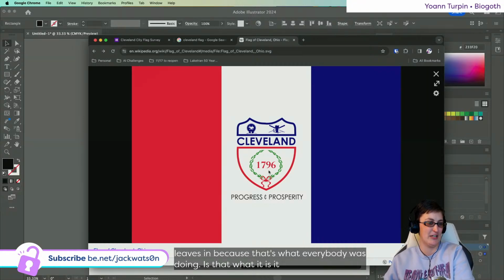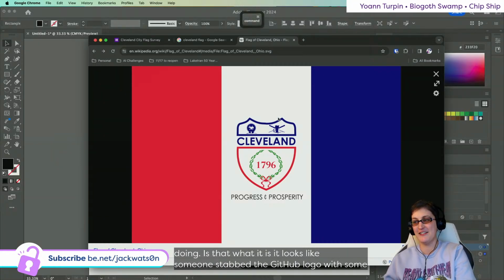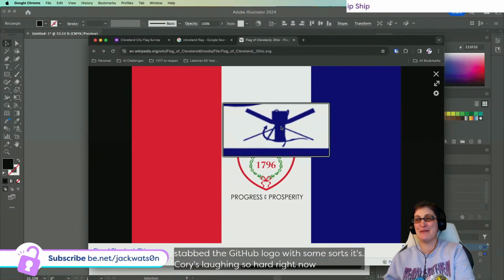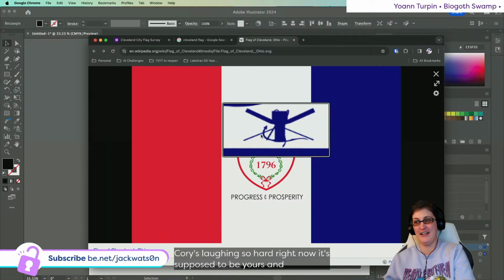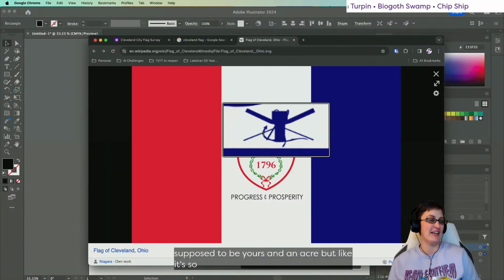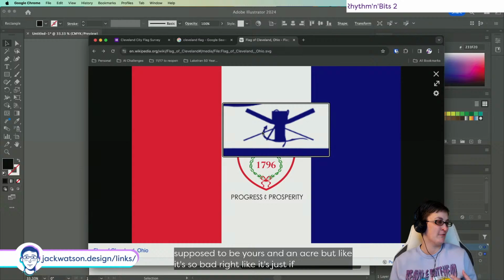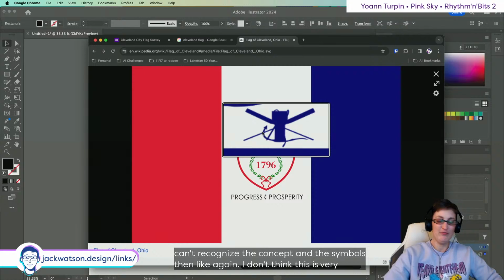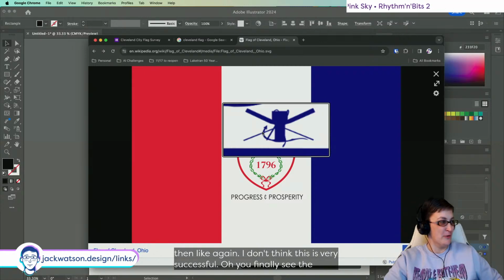It looks like someone stabbed the GitHub logo with some swords. Corey's laughing so hard right now. It's supposed to be oars and an anchor, but it's so bad, right? If you can't recognize the concept and the symbols, then again, I don't think this was very successful. Oh, you finally see the anchor. I had to zoom way in for you, yeah.